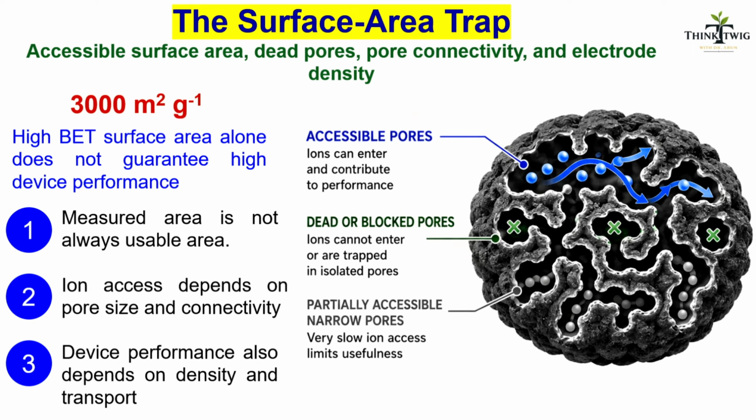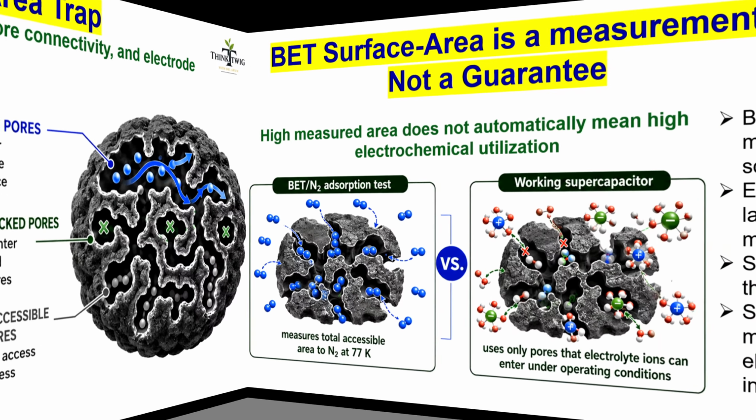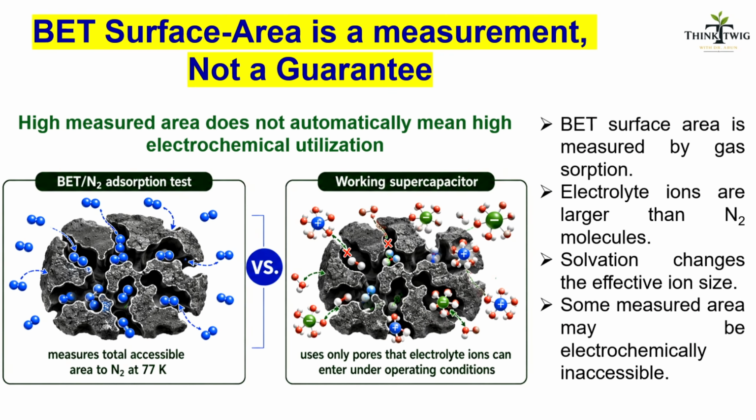Now the obvious thing to understand is this: what exactly does the BET measure? The BET surface area is commonly measured using gas adsorption. Nitrogen gas is often used as a probe. The gas enters the porous structure and interacts with the internal surface. And from this adsorption behavior, we estimate the surface area. This gives us very useful information about the porous structure.